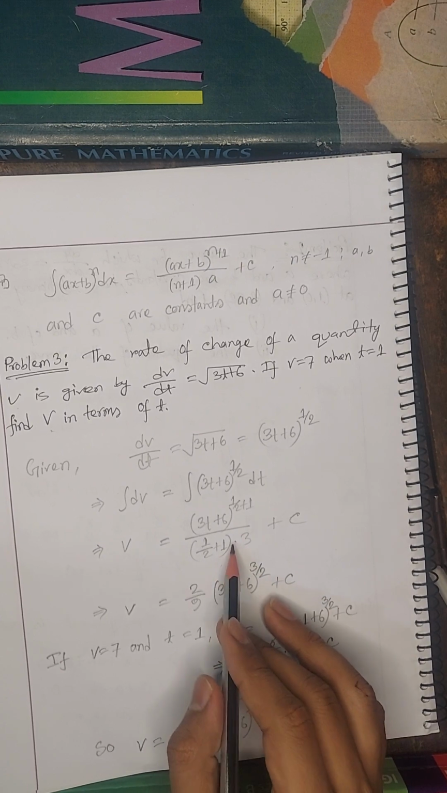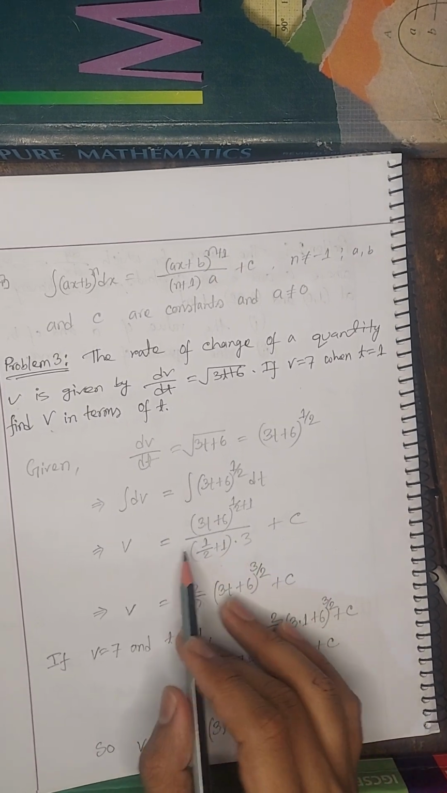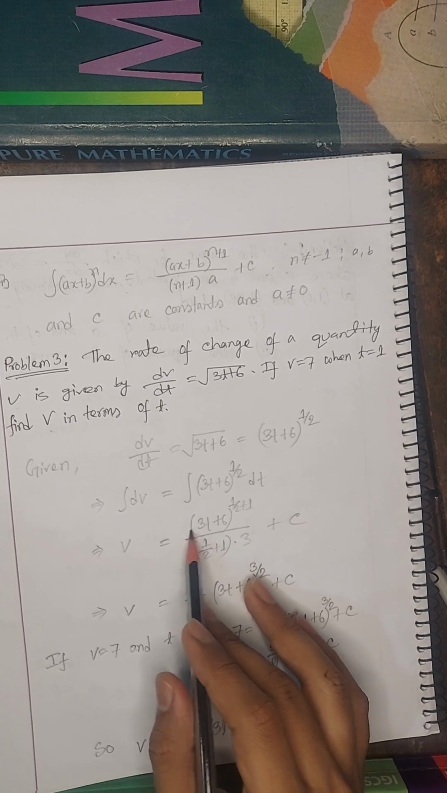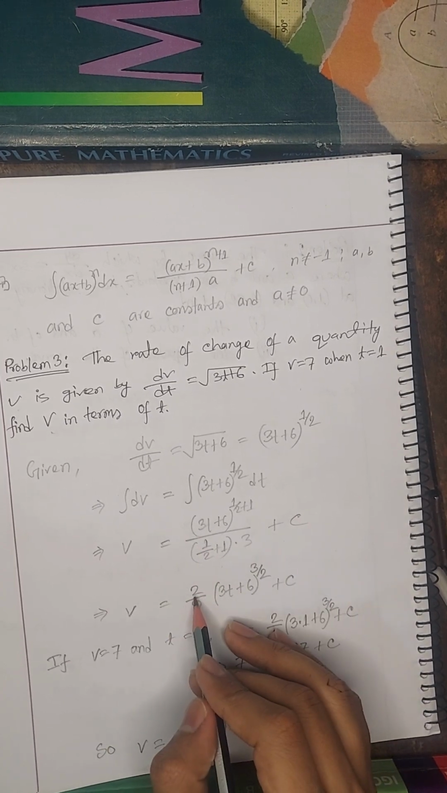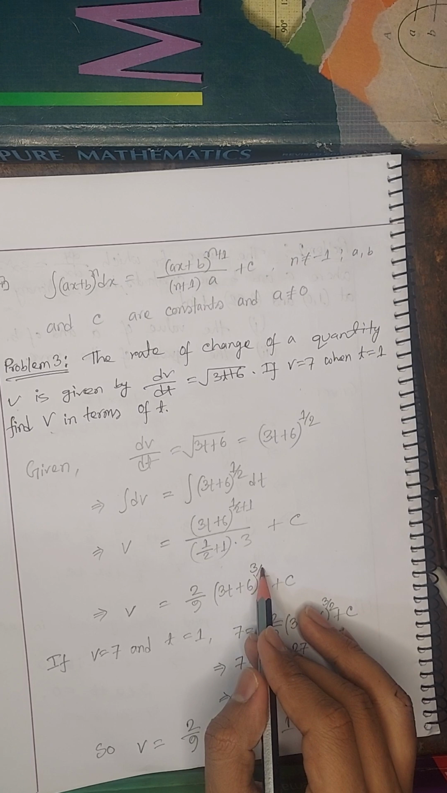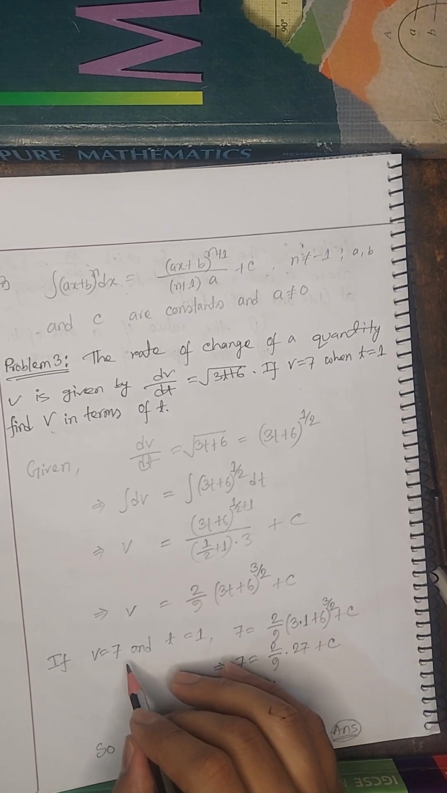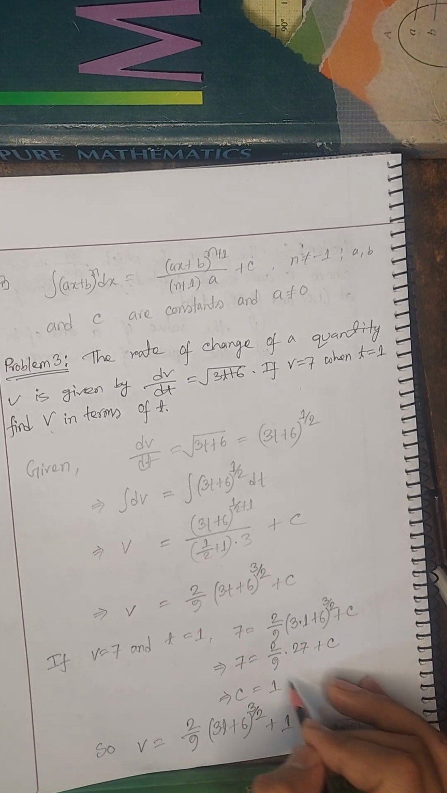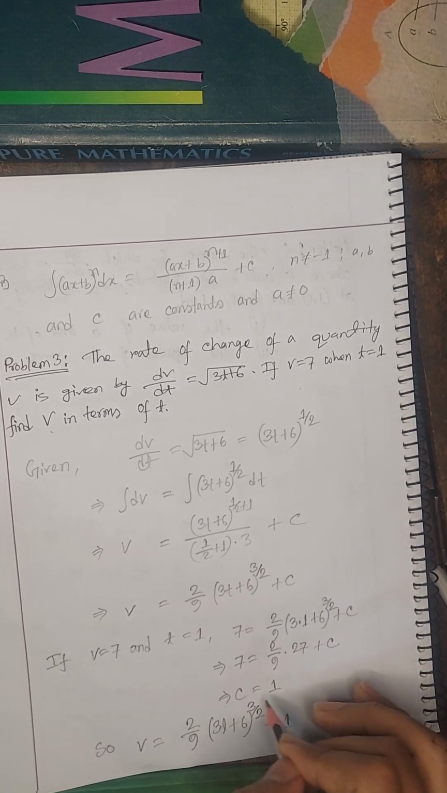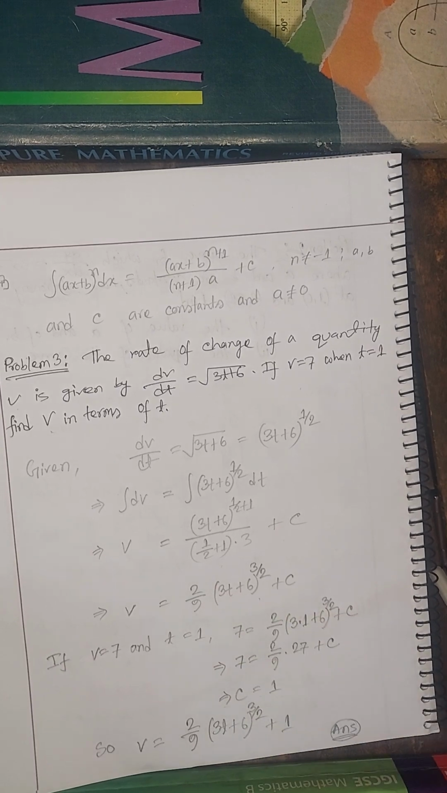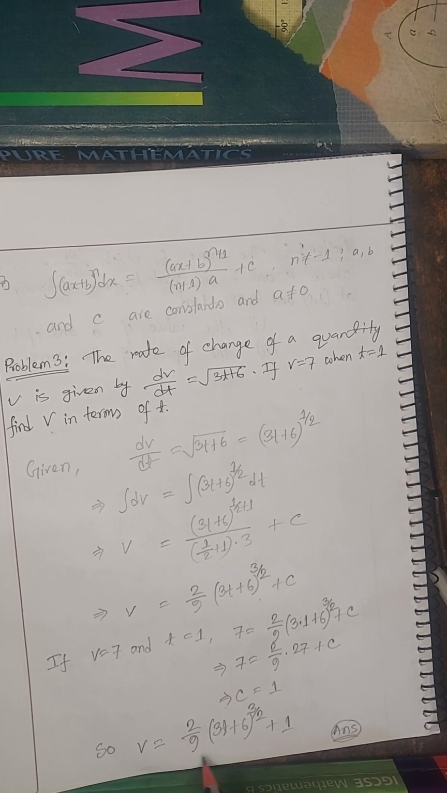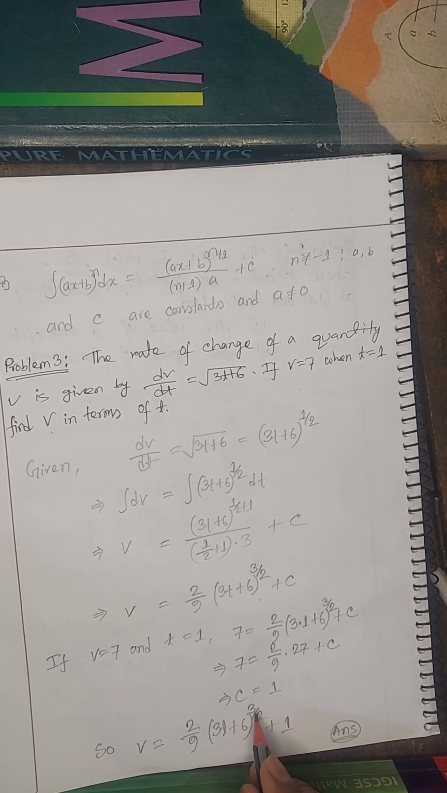In the denominator we get 9 by 2, and if we bring it to the numerator side, then it will be reversed, which is 2 by 9, and the numerator will be the same, 3t plus 6 to the power 3 by 2. And for v is equal to 7 and t is equal to 1, the value of c will be 1, and if we put the value of c in this equation, we get our v in terms of t, which is v is equal to 2 by 9 times 3t plus 6 to the power 3 by 2 plus 1. So this is problem 3.